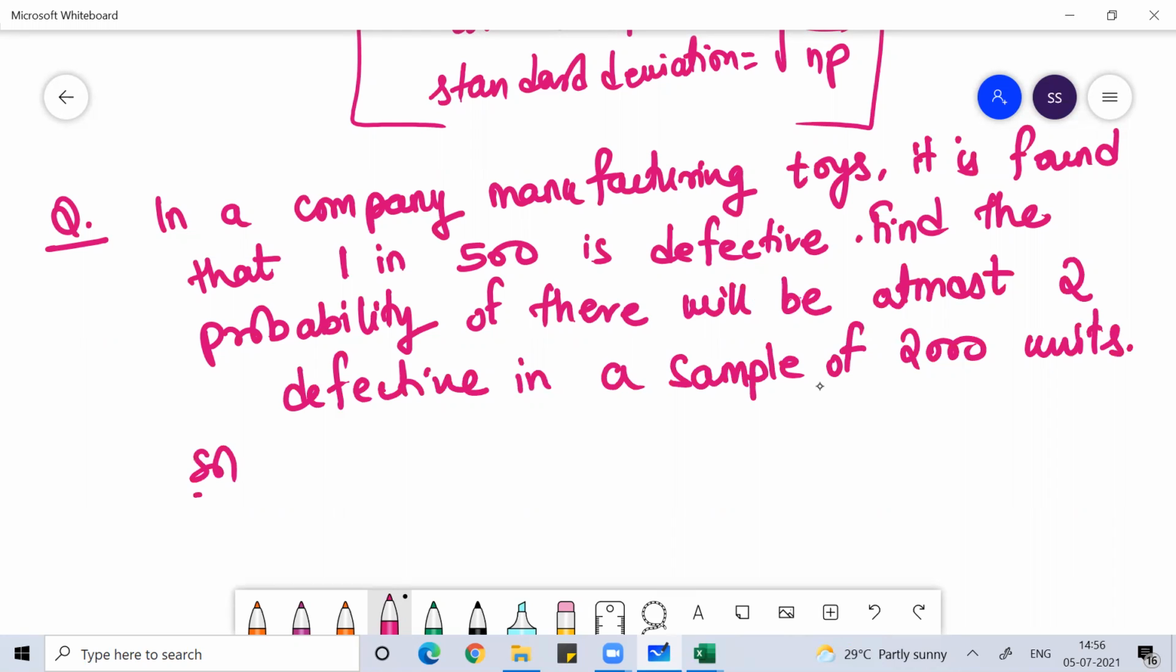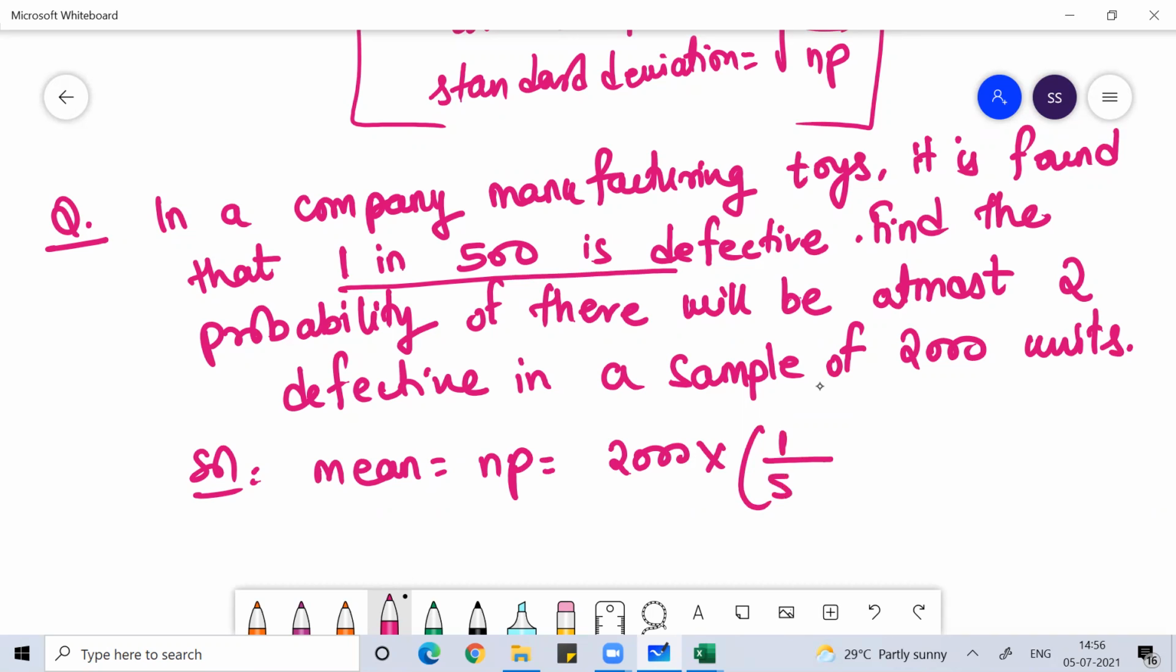To solve this question, I can find the mean. Mean is equal to n into p. n is the sample of 2000. p: 1 in 500 is defective, so p is 1 by 500. So here the mean is equal to 4. Clear everyone? Now find the probability that there will be at most two defective.